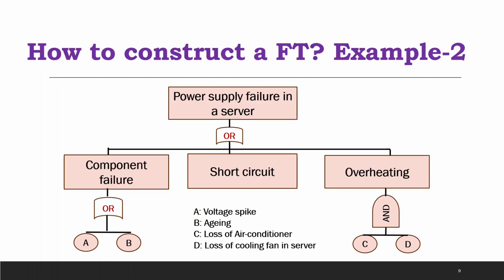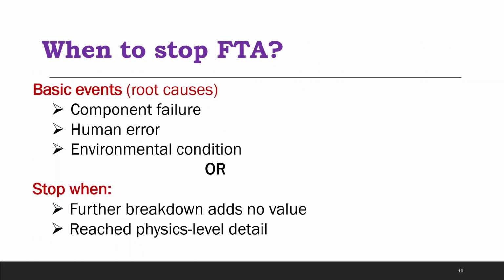It could be due to a random voltage spike which is causing the component to fail, or it could be due to aging also. If we consider overheating of the power supply module, I have used the AND gate here to indicate that both loss of the air conditioner in the room in which the server is placed and also loss of the cooling fan in the server together will cause overheating of the power supply module, which will lead to its failure. And here in this example, we have used both AND and OR gates.